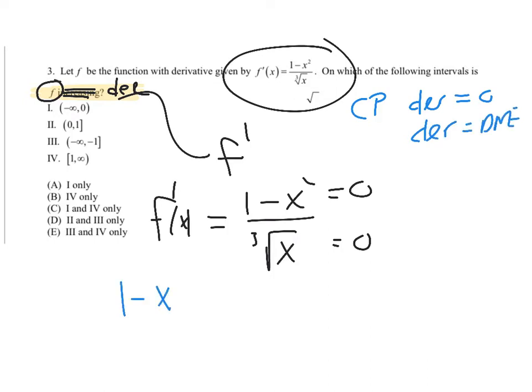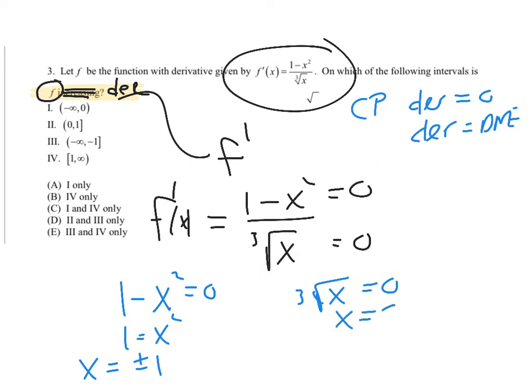So I'm going to say 1 minus x squared equals 0. 1 equals x squared. I should get x equals plus and minus 1. And then here, the cube root of x equals 0. Cube both sides. X equals 0. Now, we can't actually answer this question until we make a sign chart and actually run through this. So, let me just scroll up here.